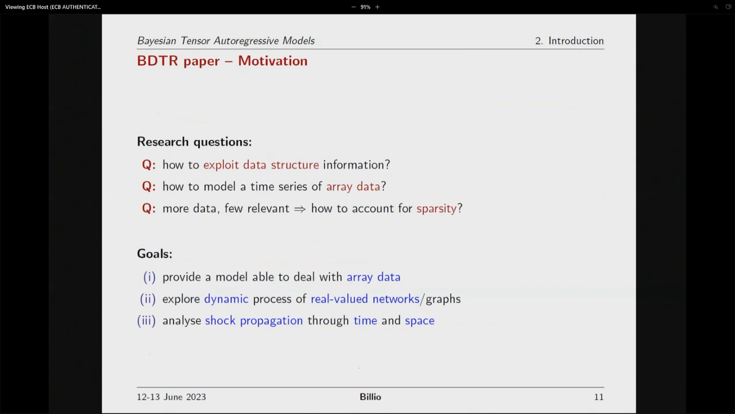Here, a quick view on the two papers. This is what we will see later on. Here, as I said before, we work with real-valued network graphs, and we also want to analyze the shock propagation in time and in space.